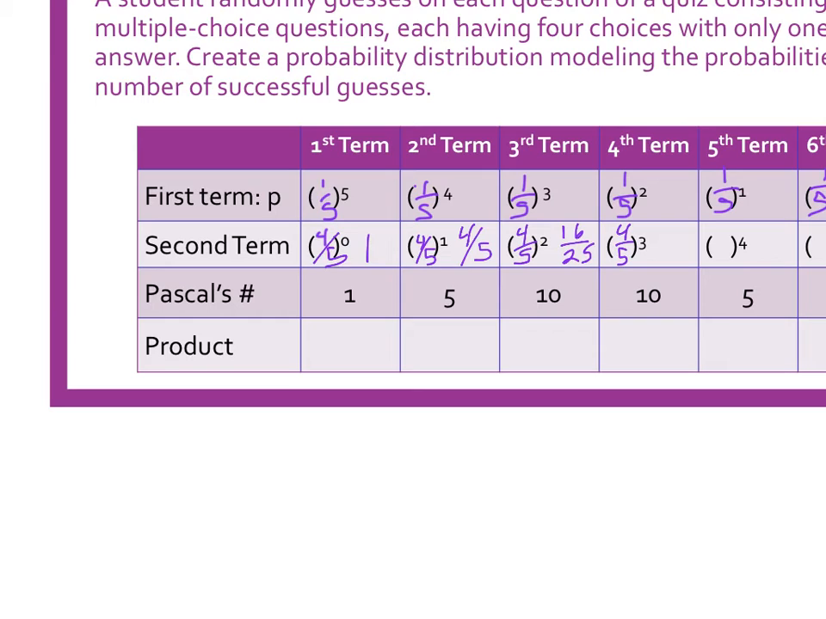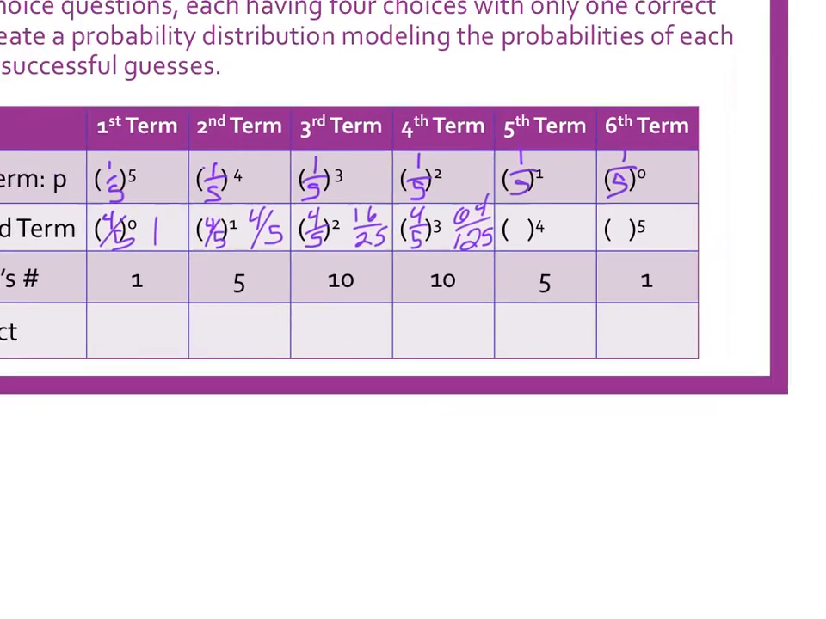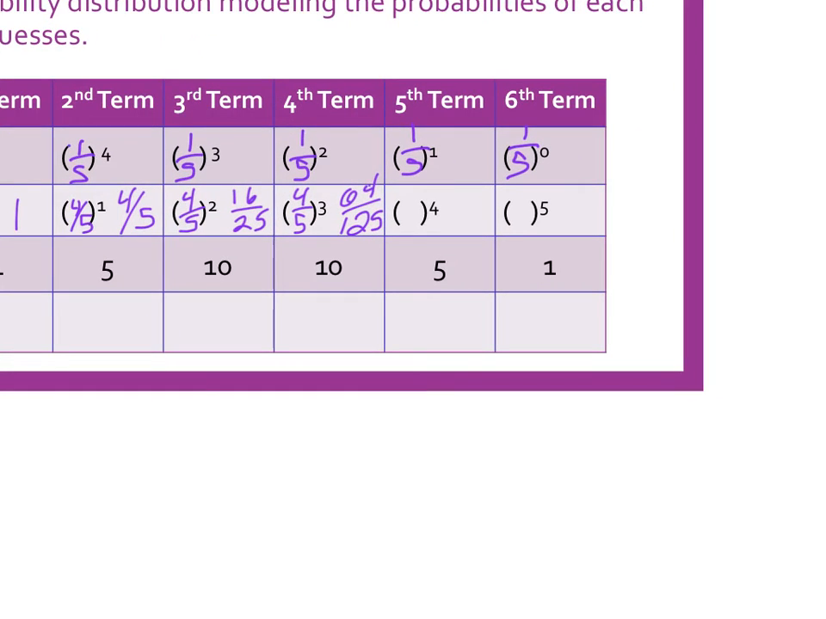4/5 to the 3 is, 4 to the 3 is 48, no, 64, sorry. 64 over 125. And then 4/5 to the 4 is going to be, I need to get my calculator.